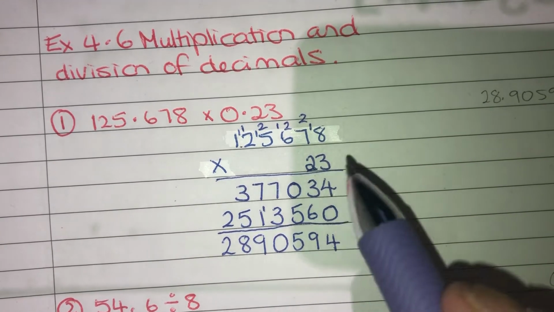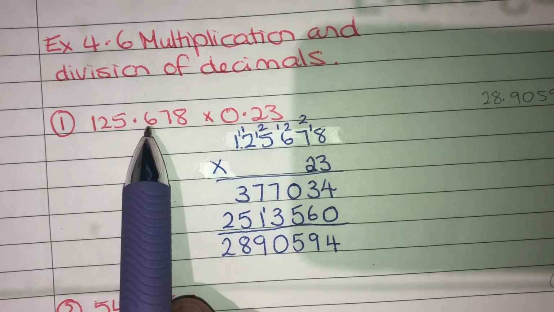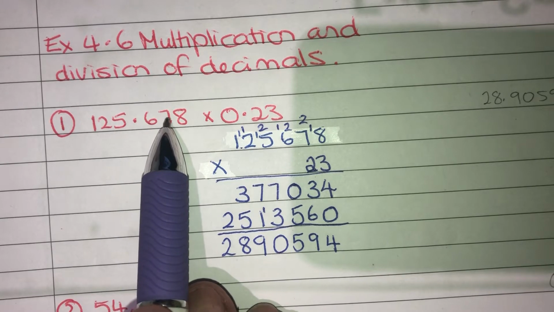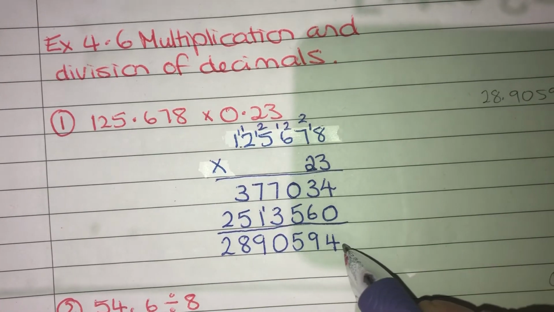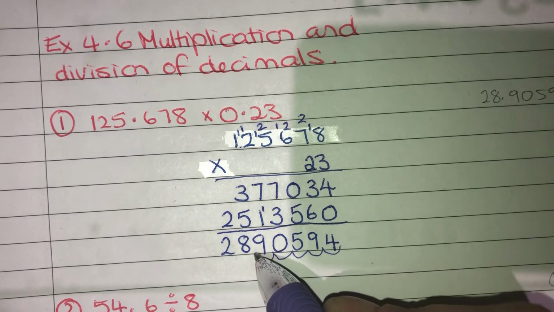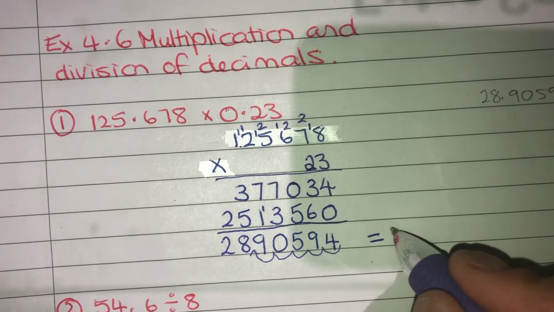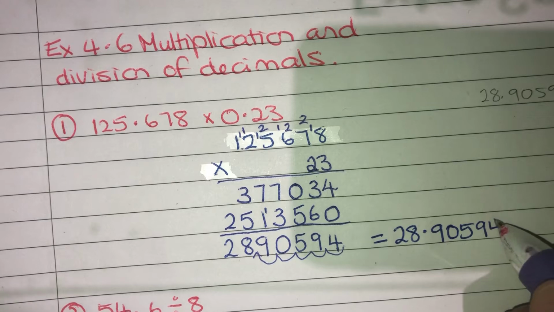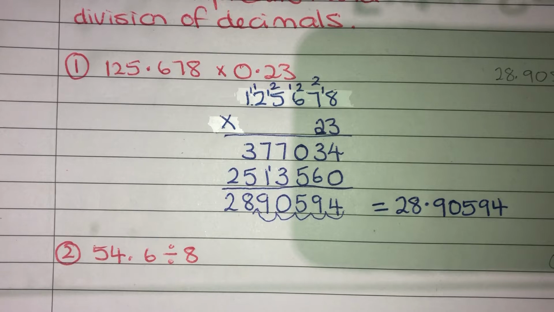Now we're not finished because when we started, we had decimals. So what we want to do now is we want to go back up here and count how many decimal places there were altogether. So we have 1, 2, 3, 4, 5. So we're going to go backwards 5 spots. 1, 2, 3, 4, 5. And you need to write out what you think the answer is now. So it's going to be 28.90594. Okay, excellent.